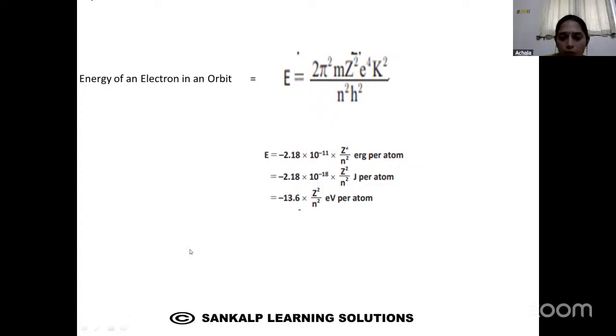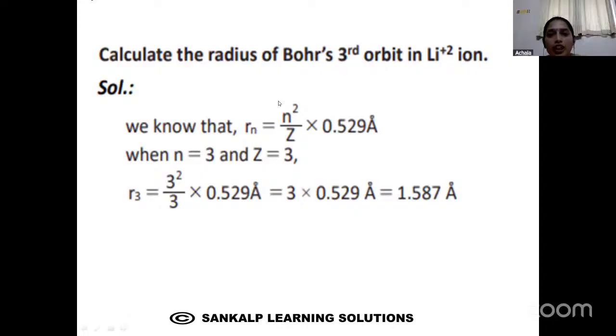Let us solve one problem. Calculate the radius of the third orbit of lithium 2 plus ion. This is the question they have asked. In this case, see here, they have asked the radius. We know the formula to find out radius. Radius r is equal to n square by Z into 0.529. 0.529 is a constant. It is the radius of the first orbit.